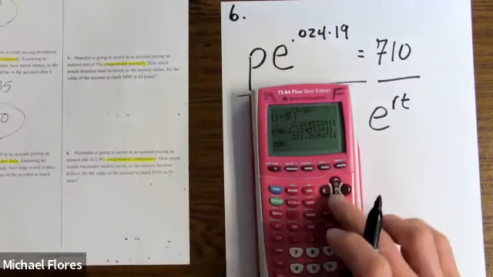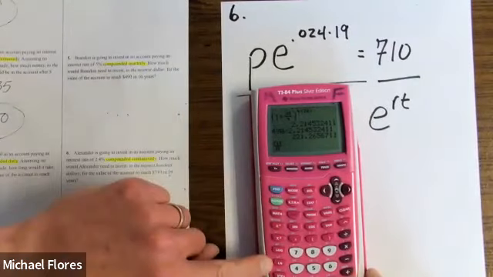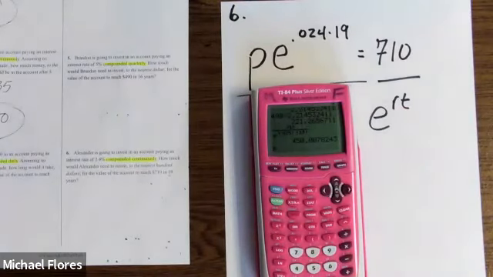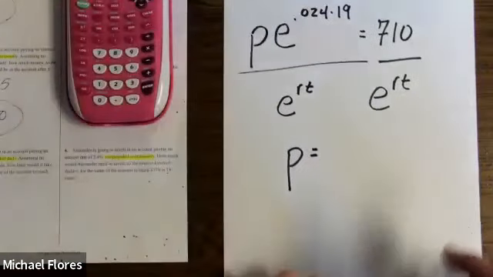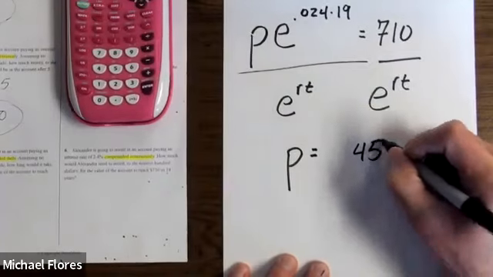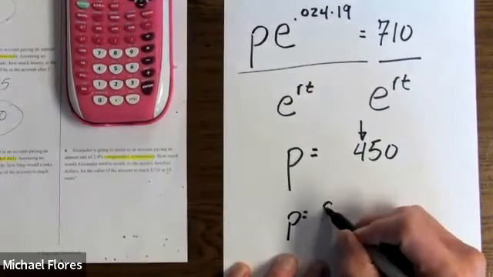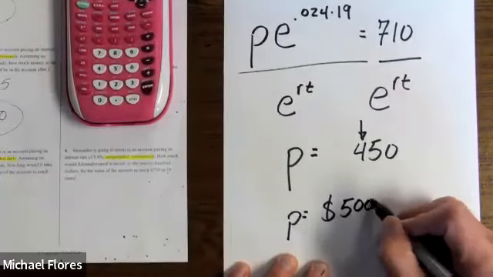So start with 710. Second ln brings up the base e, and then now our rate, which was 0.024 times the amount of time, which was 19. Hit enter. And we are rounding to the nearest $100. The nearest $100, this is the hundreds place. So our final answer here would be 500.